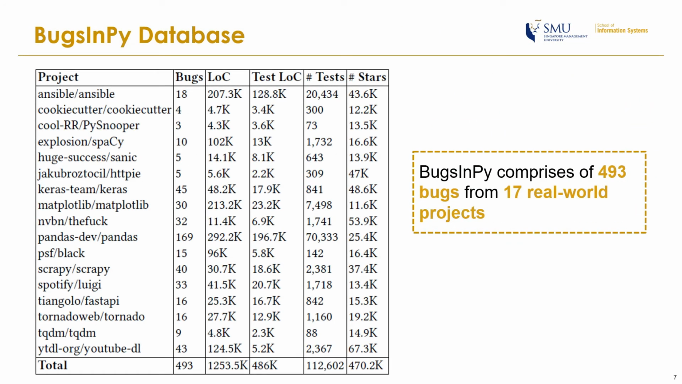BugsInPy dataset is comprised of 493 bugs from 17 real-world projects. Shown in the slides are the source of the bugs data contained in BugsInPy and their distribution among different projects.